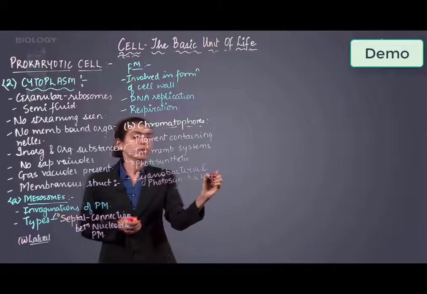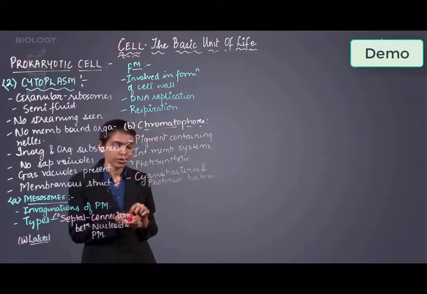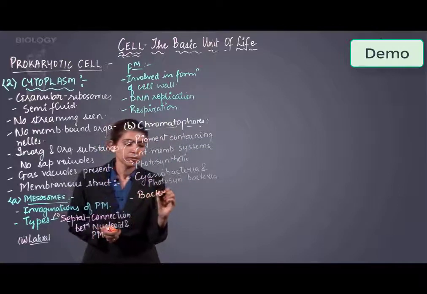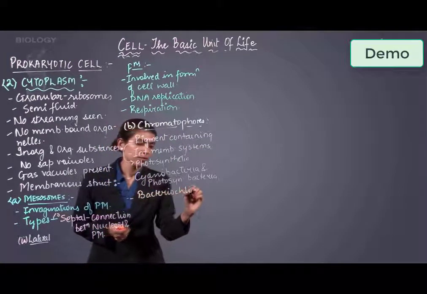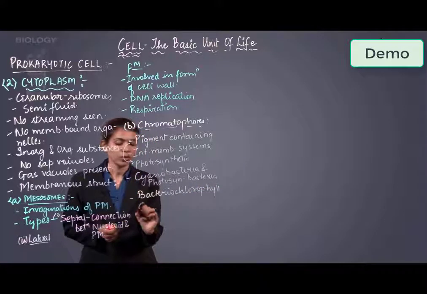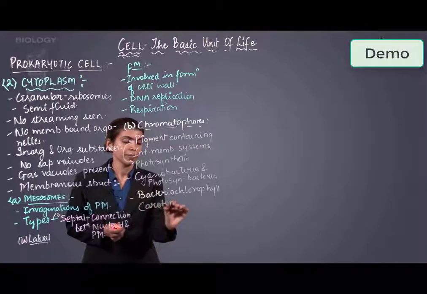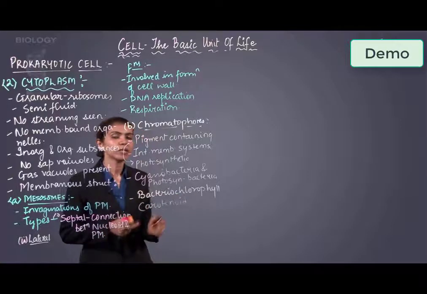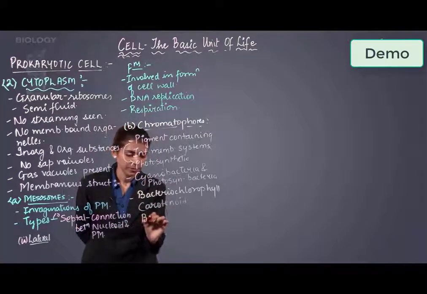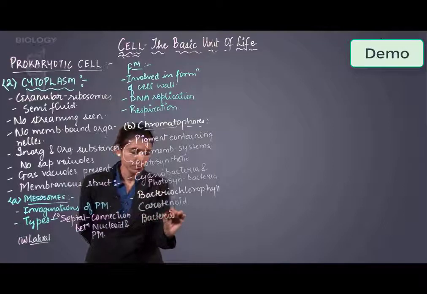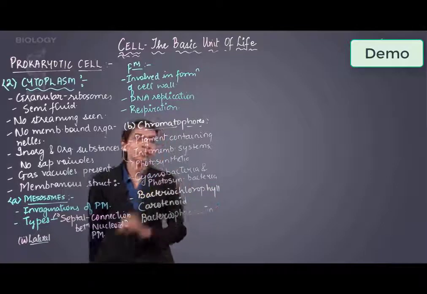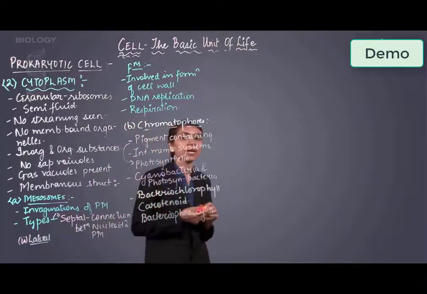So what are the types of pigments present in the chromatophores? There are pigments which are called bacteriochlorophylls. There is a pigment called carotenoid. And another pigment that the chromatophores have is called bacteriophycocyanin. So this was about the cytoplasm in a prokaryotic cell.